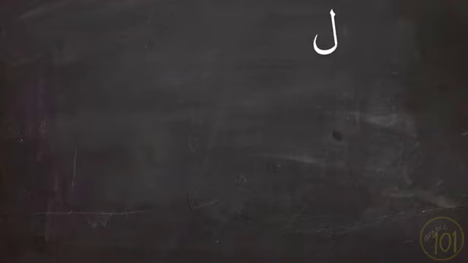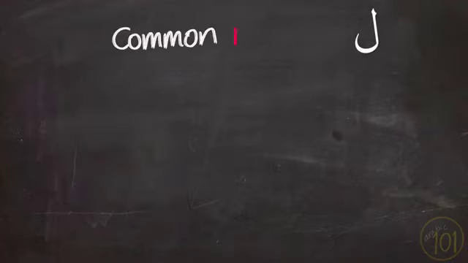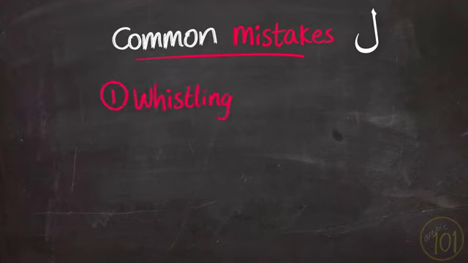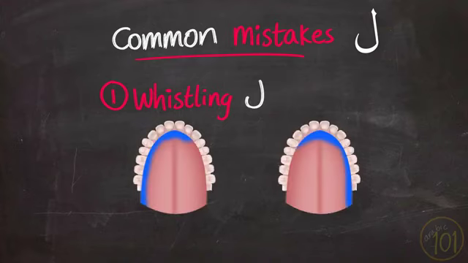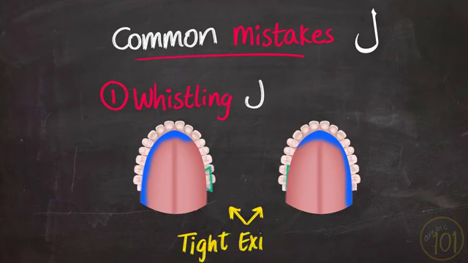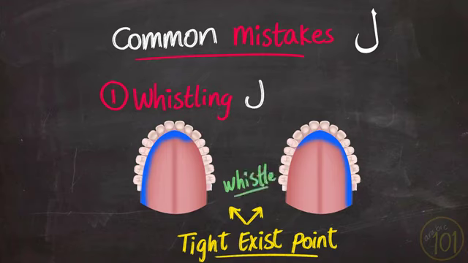Now, what kind of common mistakes should we avoid with lam? The first common mistake is the whistling lam. The whistling lam is producing the lam from either sides of the tongue, and when that happens, the makharij becomes much tighter than it should, which causes a faint whistling sound to come out along with the sound of lam, and the mistake sounds like this.